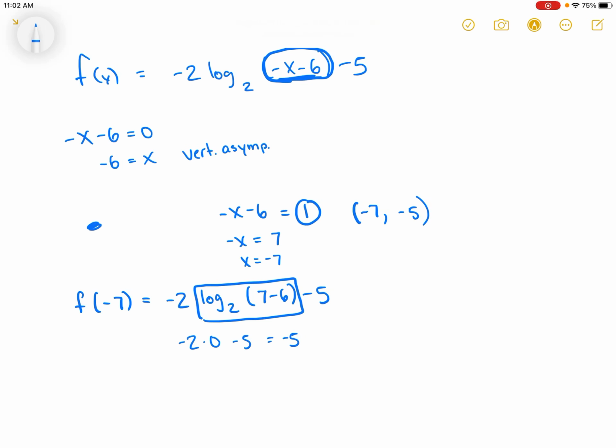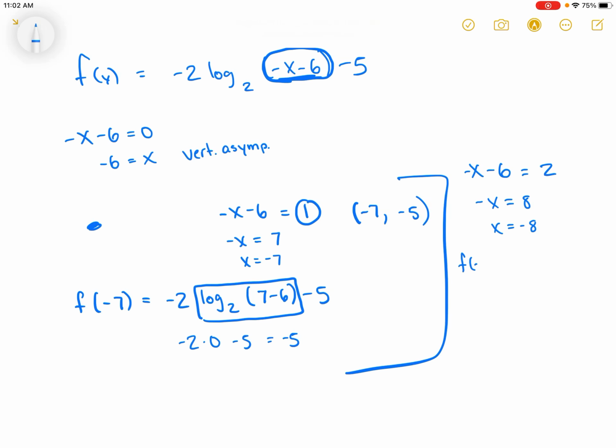Cool. So we have a vertical asymptote of -6. One point is (-7, -5). The other point that we can use on this graph is the next power of 2, which is 2. So we're going to have -x minus 6 also equals 2. So in this case, we're going to have -x equals 8, and so x equals -8.